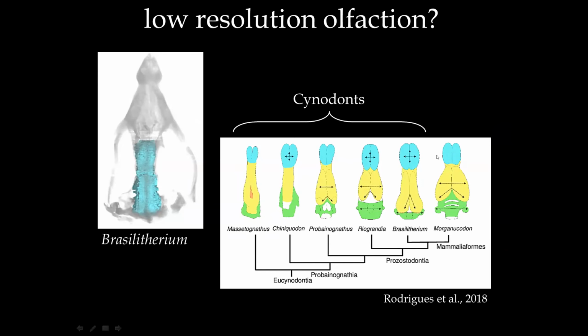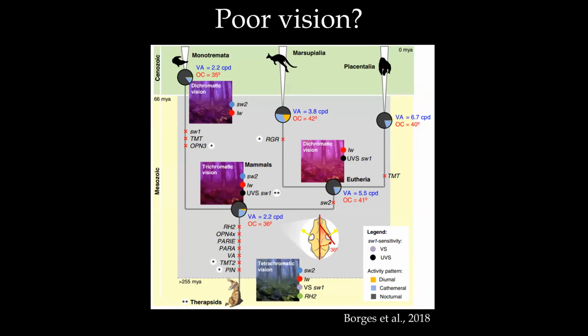So mammals start here, and here you have cynodonts where you see that transformation, the olfactory bulbs growing in size up to a very mammal-like size in Riograndia and Brasilitherium, so before the origin of mammals. So we are a couple of million years before the origin of mammals. So did all cynodonts have a low olfactory resolution? Probably not. Some of them were already very mammal-like before the onset of mammals.